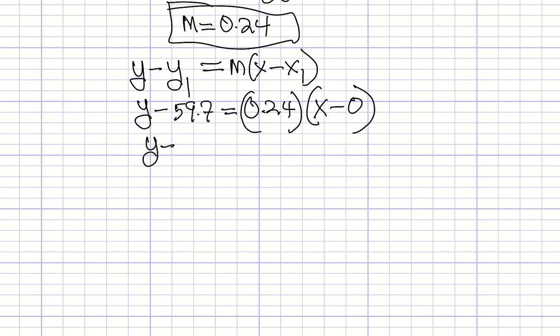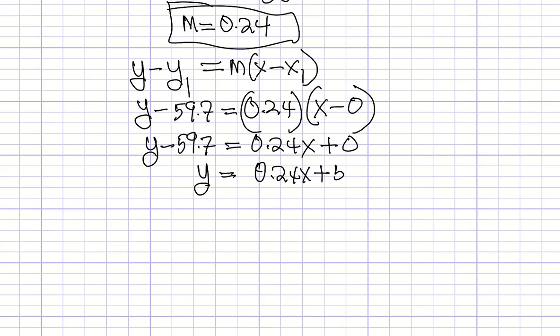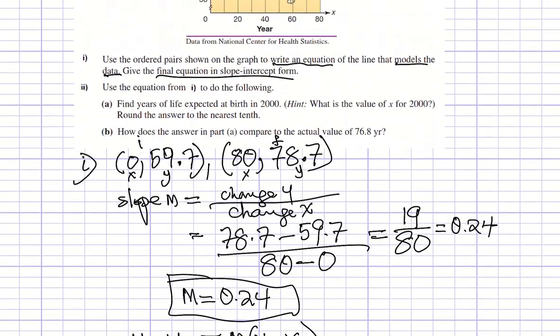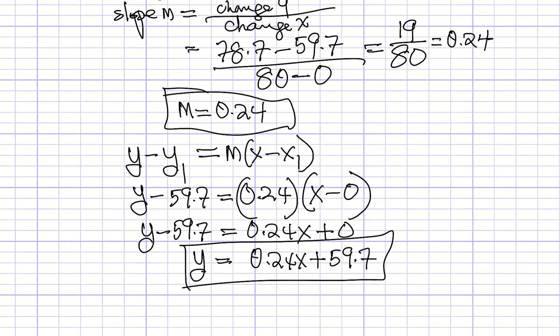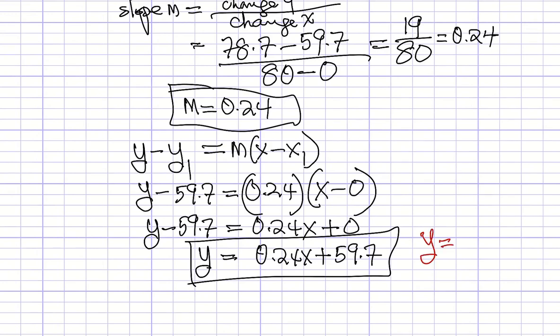So we keep going. y minus 59.7 equals 0.24x. There's nothing there, 0. So we get rid of the stuff on the left and get y equals 0.24x plus 59.7. That's the equation we're looking for. That's slope intercept form. You can compare to this one: y equals mx plus b. So it's in that form.